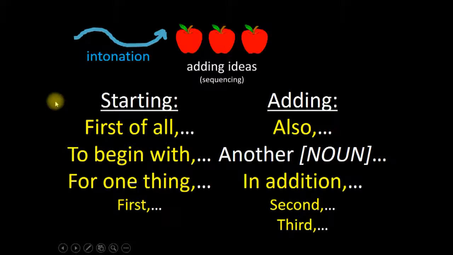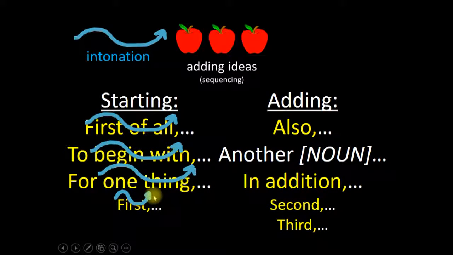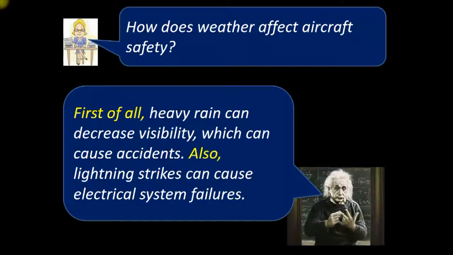So when we use these type of phrases, it sounds like this. First of all, to begin with, for one thing, first, also, in addition, second, third. So this type of intonation will help to improve not only your fluency, but also your pronunciation score.